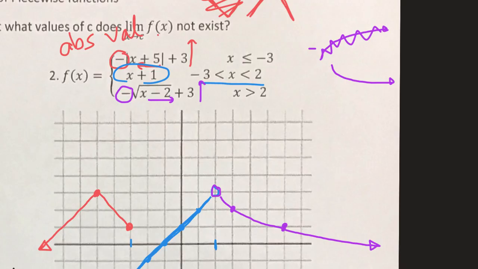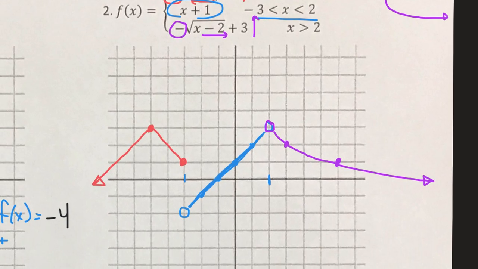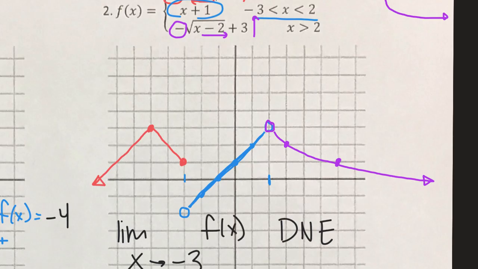There we go. That has an open hole. So looking at our graph, we can tell that the limit as x approaches negative 3 of our function does not exist. The limit from the left goes to positive 1. The limit from the right goes to negative 2. So the left limit does not equal the right limit, therefore the limit does not exist.